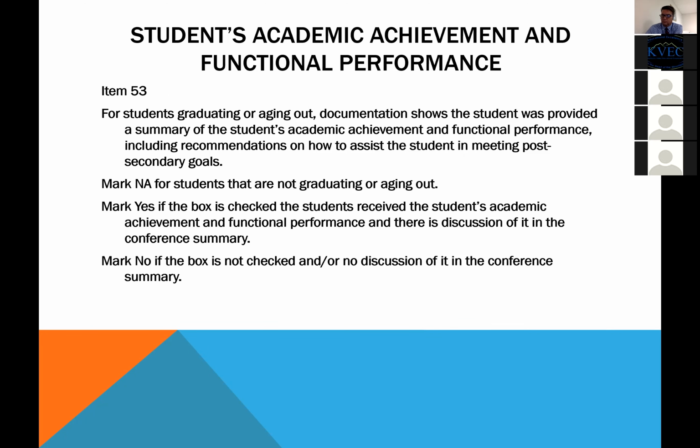This is a piece that the directors have to send in 10% of the graduating students to see if they did send out the student academic achievement and functional performance. So you have to address that. It's there. You just have to make sure you not only mark it, talk about it at the conference summary, but also give it to the student. When you have that meeting, you need to give it to the student. If you had your ARC earlier in the year, just make sure that you document that in the conference summary, that you're going to be giving that to the student when they exit school.